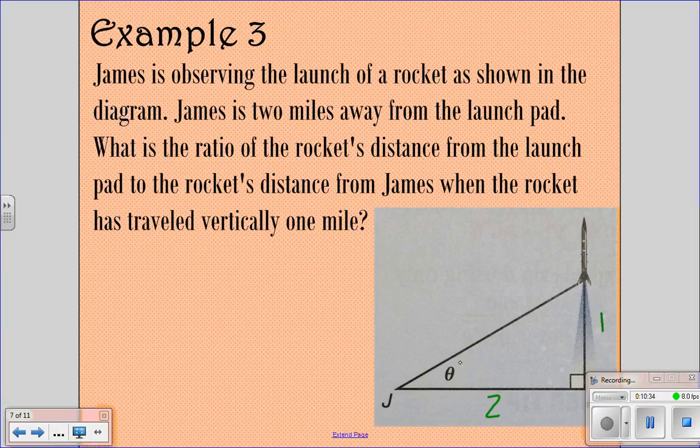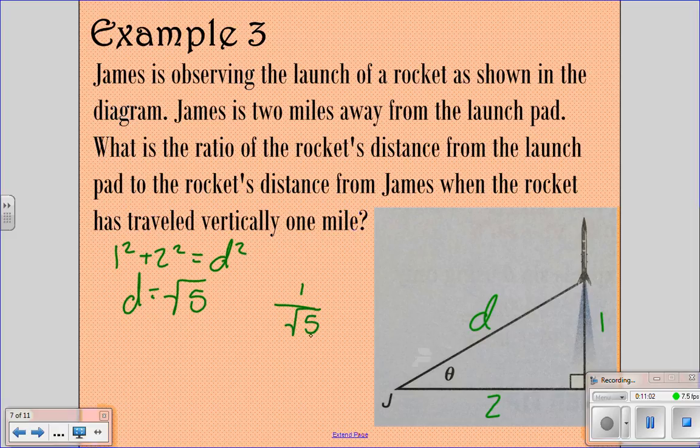So we need to figure out what is the distance here. Well, you would use the Pythagorean theorem. You'd say 1 squared plus 2 squared equals d squared. And so if you solve, your distance is the square root of 5. So the ratio of the distance from the launch pad, that would be 1, and then to the distance from James. Well, the distance from James is the square root of 5. And so we have 1 over the square root of 5.